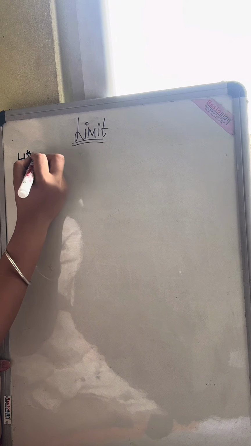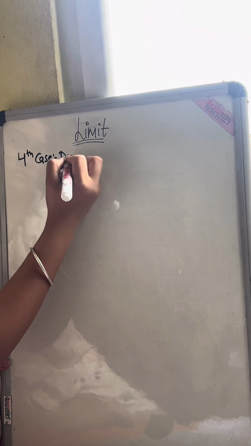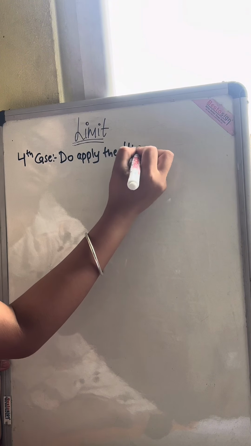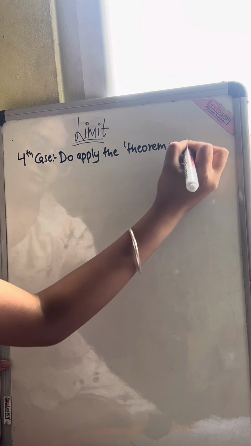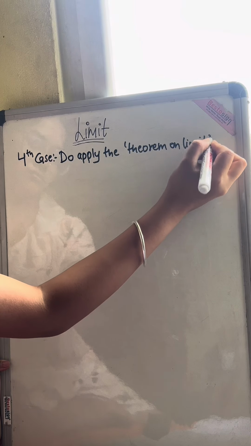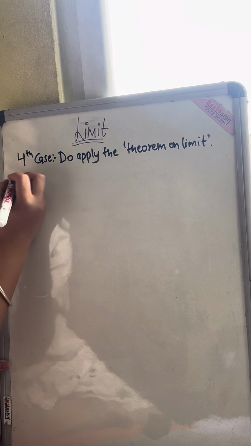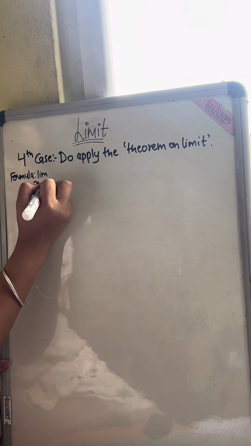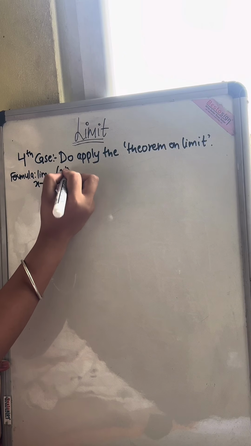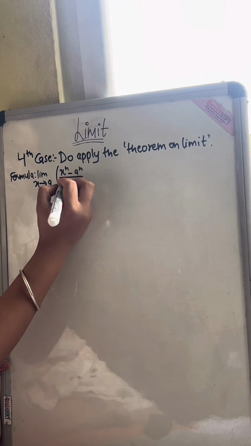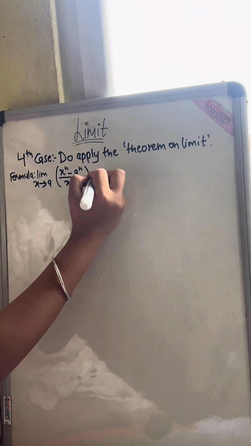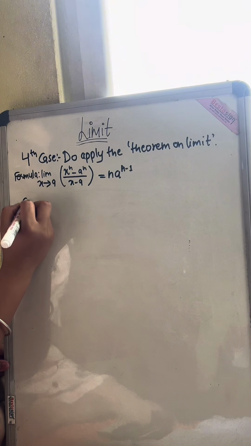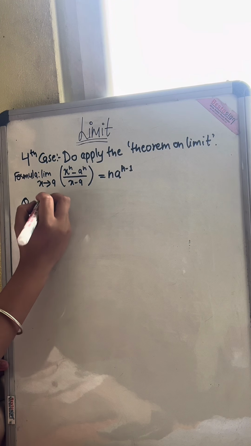Now moving towards our fourth case, which is to apply the theorem on limit. We have the formula of the theorem on limit, which is written as limit x tends to a x power n minus a power n upon x minus a, which means n a power n minus 1 is the formula.